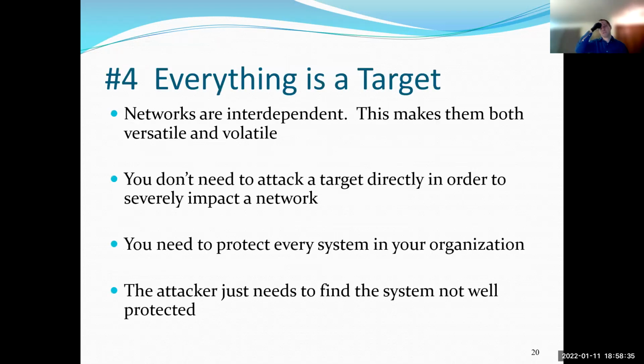Everything is a target, so networks are interdependent. This makes them both versatile and volatile. Remember, a computer inside your network, if it gets breached somehow, can become the thing that attacks. It starts generating a whole bunch of packets, etc. So you don't need to attack a target directly in order to severely impact a network. You should consider everything to be a target, and that's why you have a set of rules and policies for that.